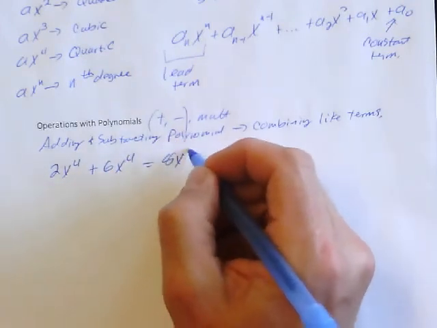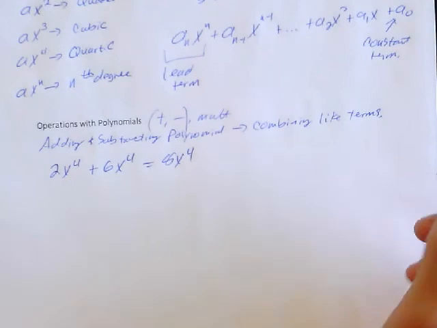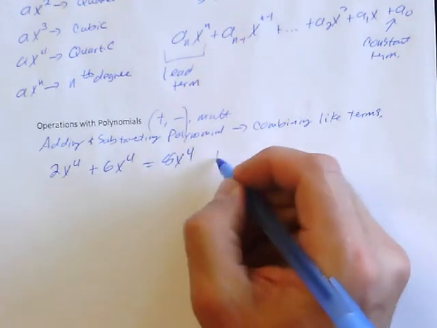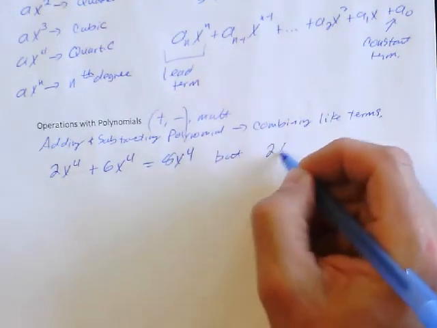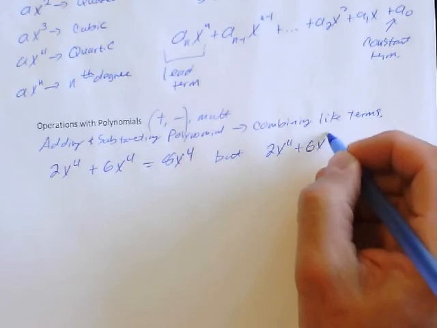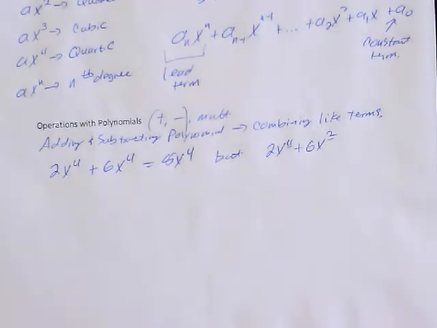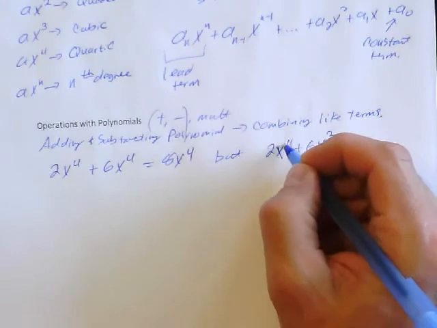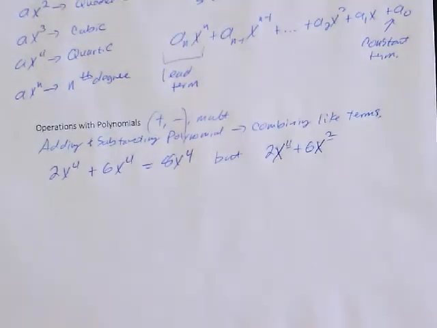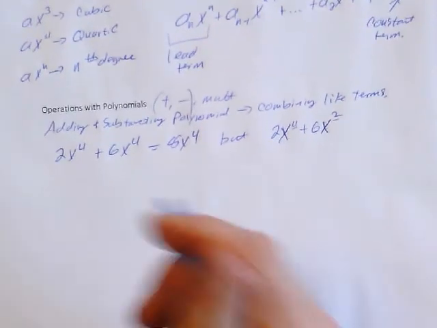So if you had something like 2x to the 4th plus 6x to the 4th, these are like terms, 8x to the 4th. However, if you have 2x to the 4th plus 6x squared, since this is an x to the 4th and that's an x squared, these are not like terms. Sadly, they cannot be combined, and they're stuck living a life of solitude forever.